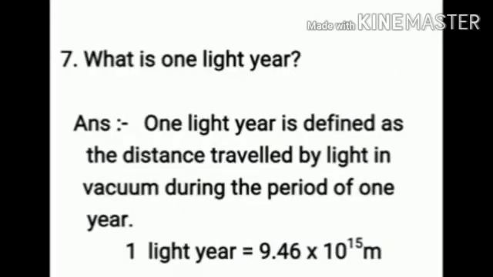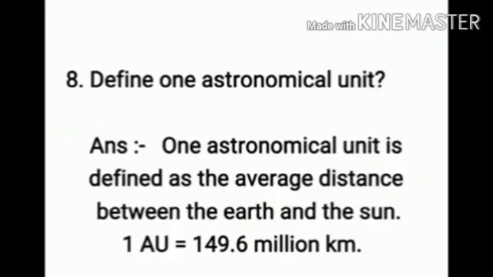Number 7. What is 1 light year? Answer 1 light year is defined as the distance travelled by light in vacuum during the period of 1 year. Therefore, 1 light year equal to 9.46 into 10 to the power of 15 meter. Number 8. Define 1 astronomical unit. Answer 1 astronomical unit is defined as the average distance between the earth and the sun. Therefore, 1 AU equal to 149.6 million kilometer.